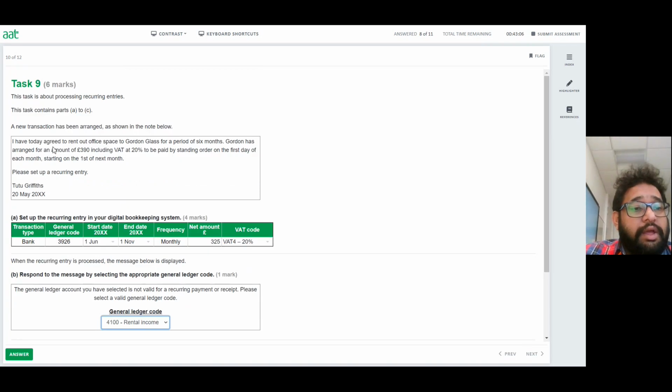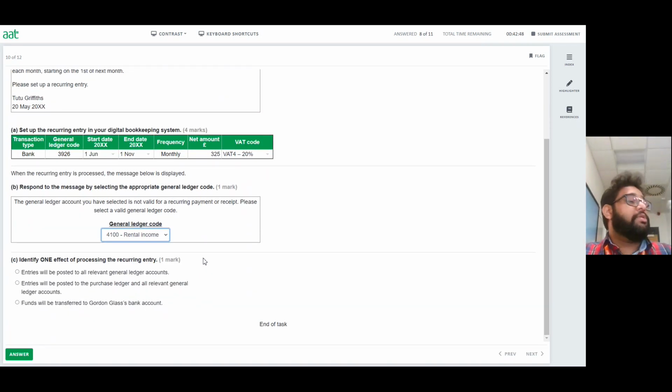If you notice here, today we agreed to rent out office space to Gordon Glass for 6 months. Gordon has agreed £390 is going to be paid. None of that changes here, but the only thing is the general ledger code is going to be rental income. Okay.